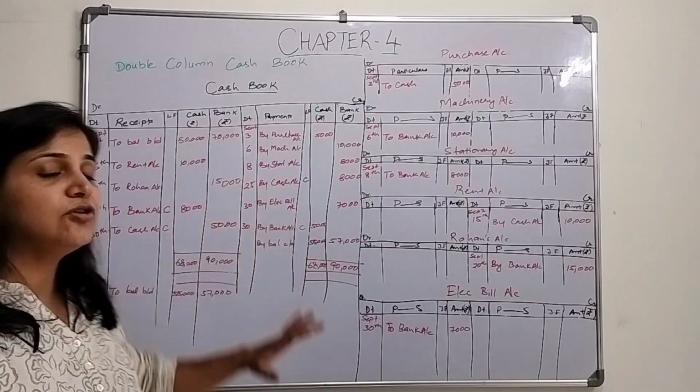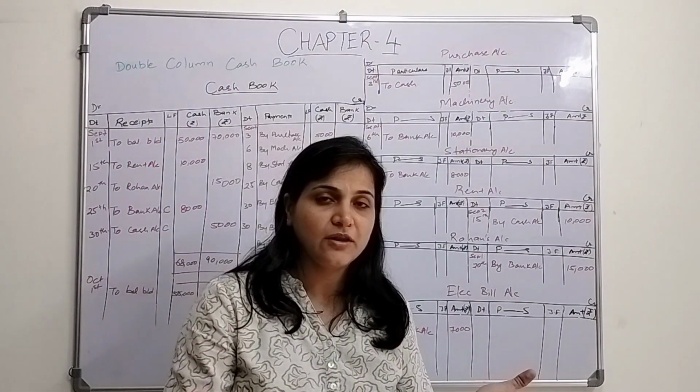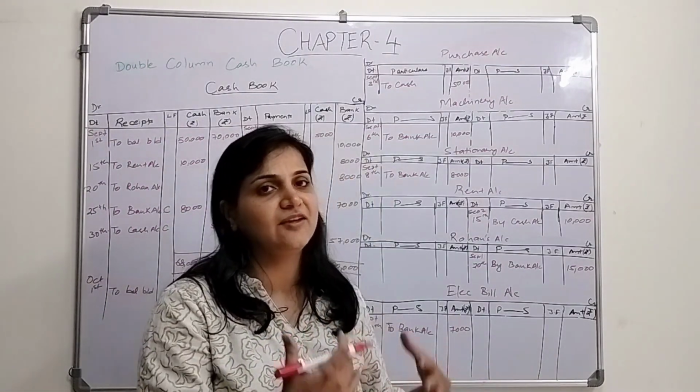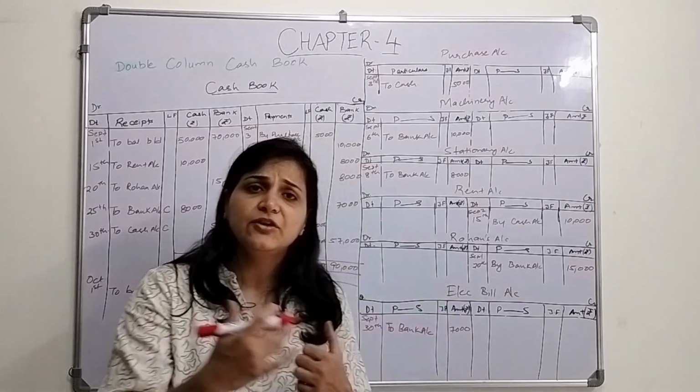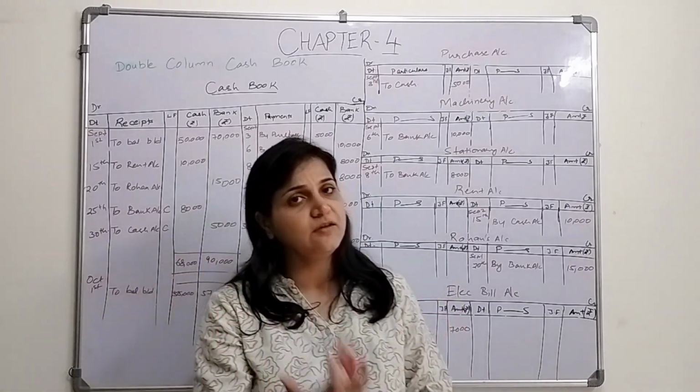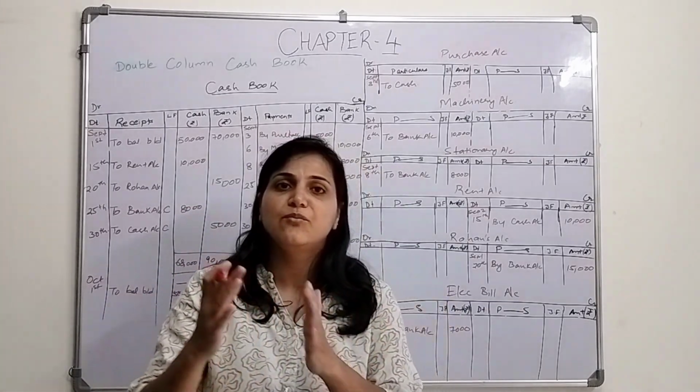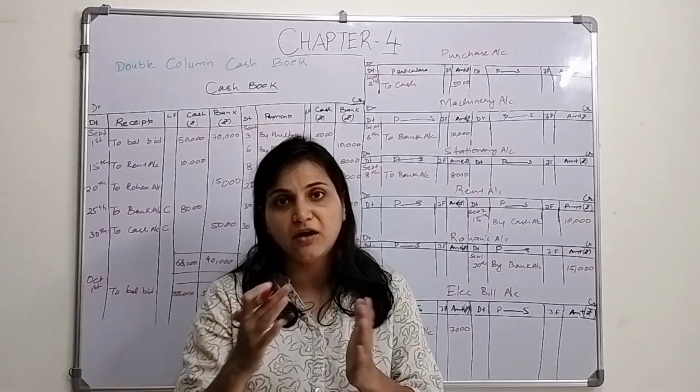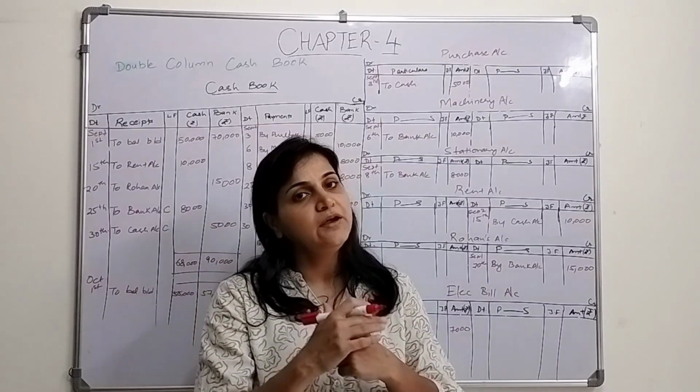right? So now you understood what is double column cash book, how we record the transaction. It is simple. How we recorded single column cash book, same way we are recording. There's just one more column, that is of bank, how the bank transactions are being recorded.